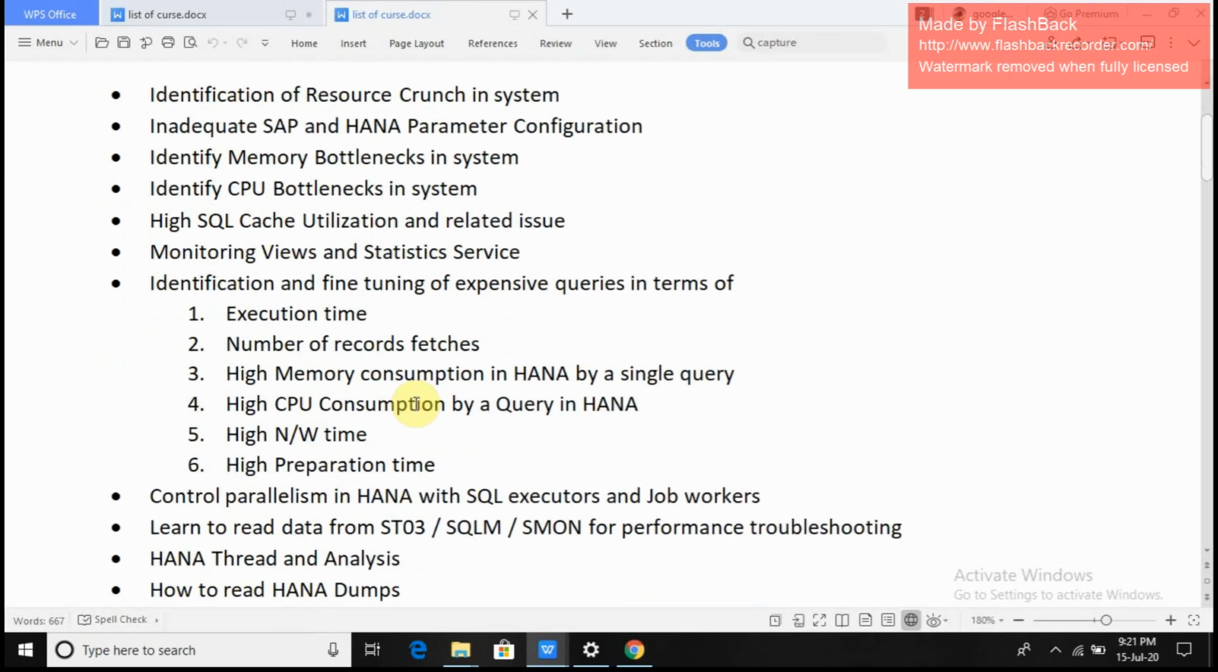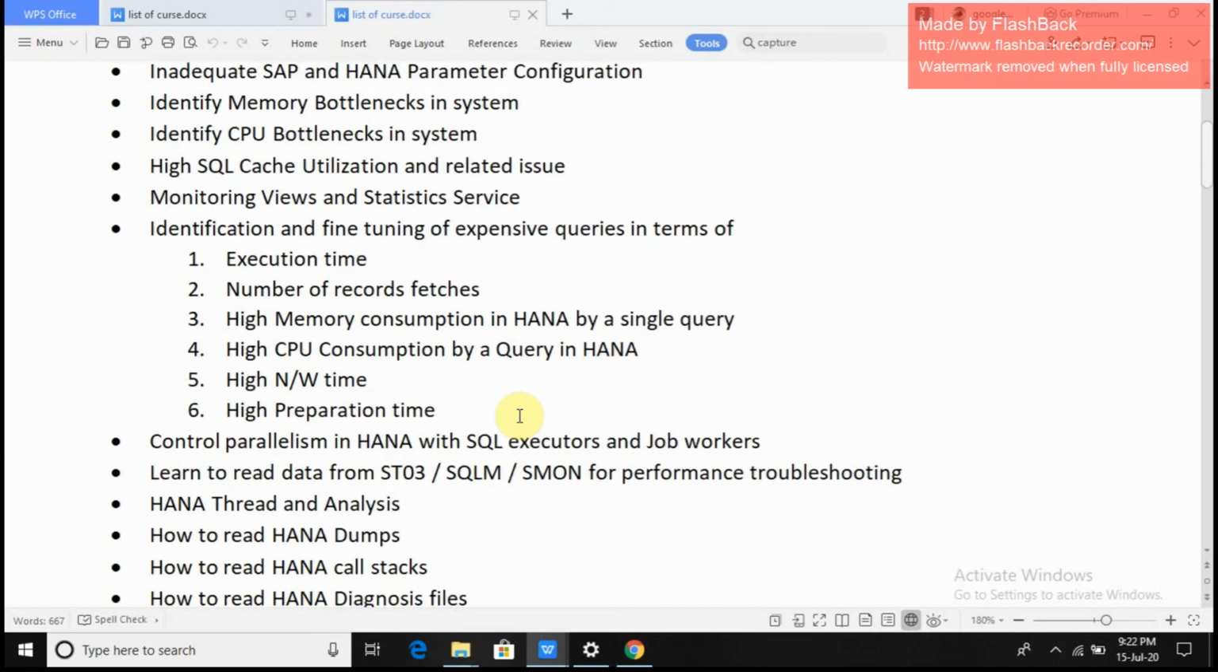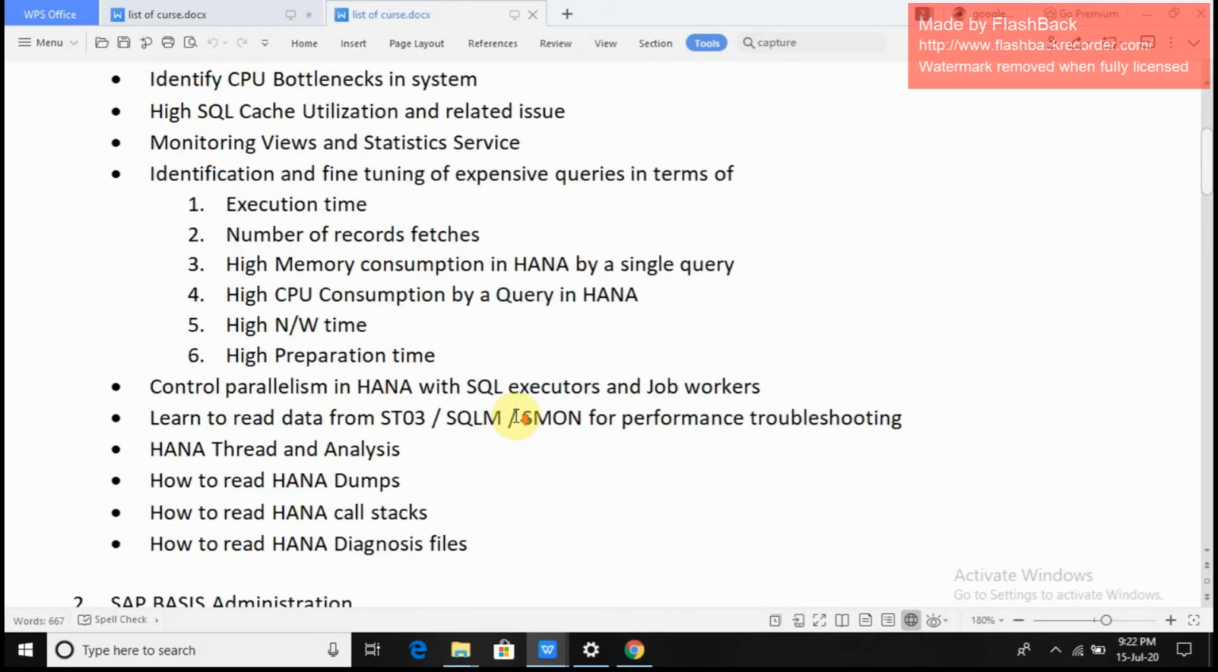We will also try to understand a particular query which is expensive in terms of execution time, maybe number of records fetched, and what is the reason why the records fetched are very high, what are the conditions in the SQL query, and how we can optimize a particular SQL query at HANA level and at ABAP level. We will also try to understand as a part of this course the network utilization by a set of queries, by a set of users, or by a particular query.